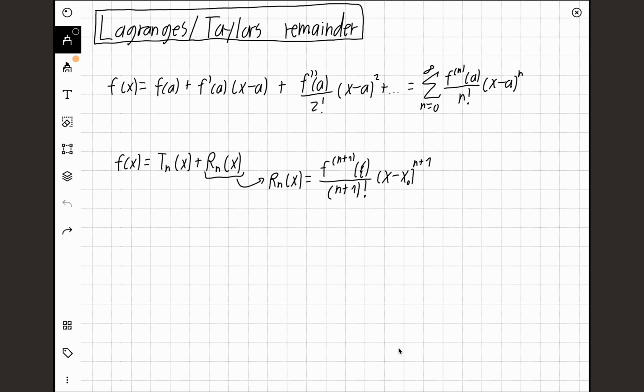This will be the error over here. So our function f of x will equal our Taylor expansion up to the power of n plus this remainder term, and this remainder term will be the n plus 1 derivative of f evaluated at a point epsilon over n plus 1 factorial times x minus x0 to the n plus 1, and this point epsilon is just a point between x and x0.